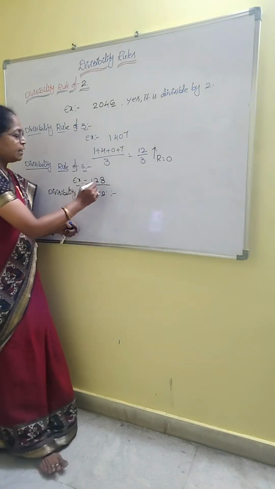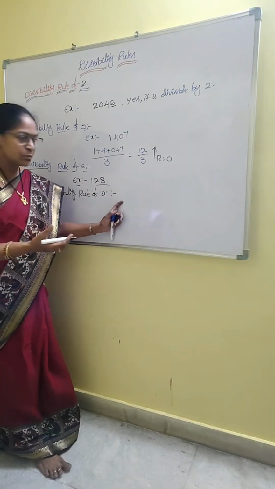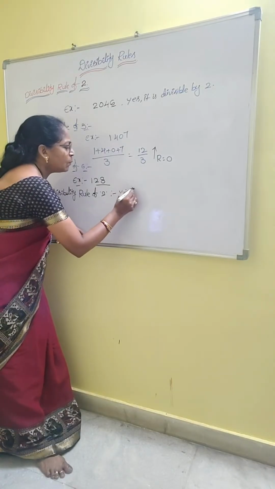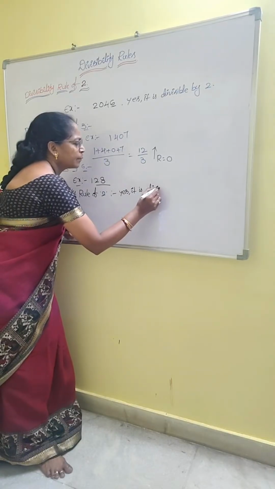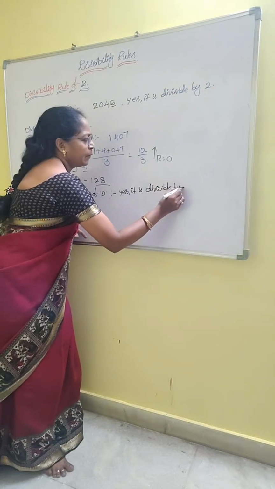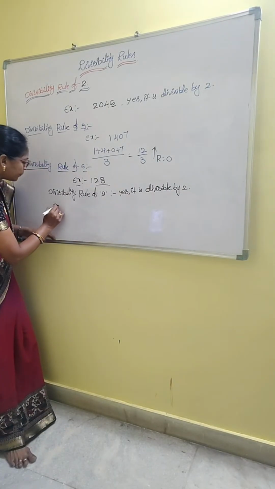Is it clarified? If you have any doubts, you can ask me in the comment section. Now here, see, 8 is an even number, so this given number is exactly divisible by 2. So you can write here, yes, it is divisible by 2. Next you have to check the divisibility rule of 3.